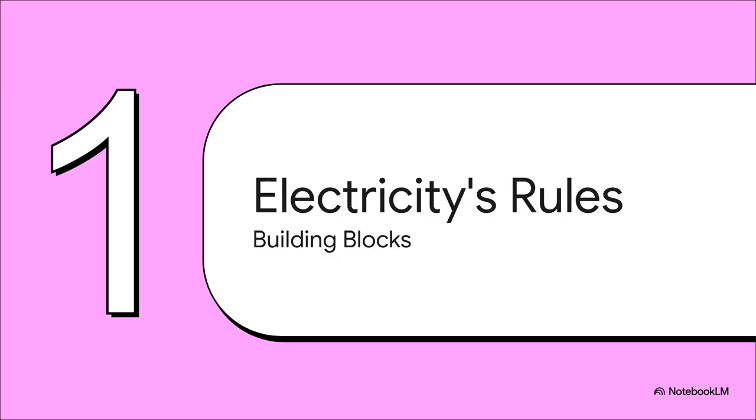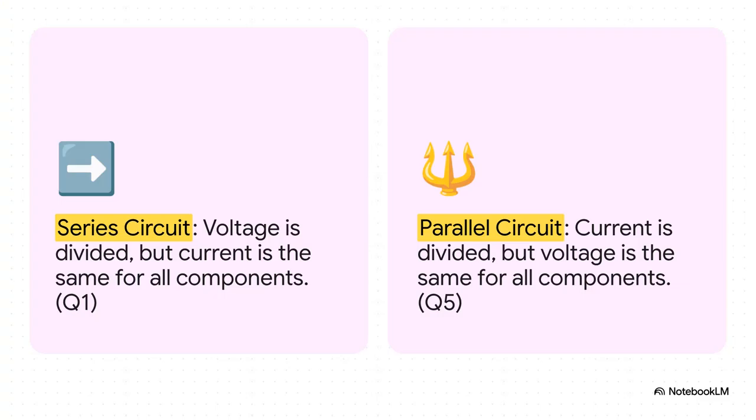Okay, first things first, we have to start with the absolute basics. These are the ground rules, the building blocks of every single circuit out there. We're talking about voltage, current, and resistance. So right off the bat, you need to know there are two basic ways to wire things up. In a series circuit, think of it like a single one-lane road. The exam's first question touches on this. The current, or the traffic, has only one path to follow, so it's the same everywhere. But the voltage, that's like the energy, it gets split up among all the stops along the way.